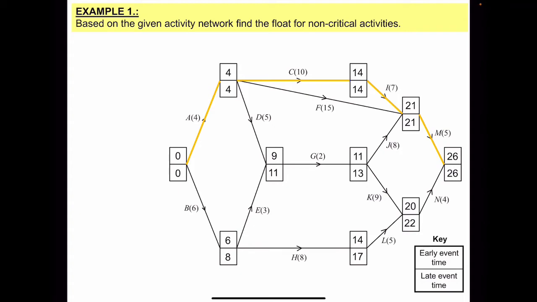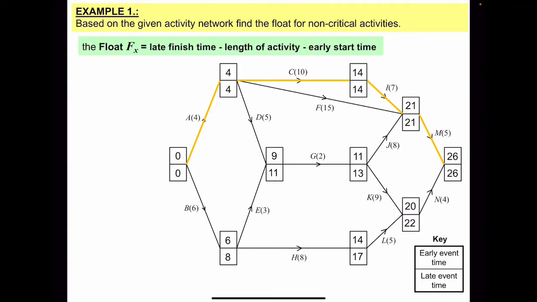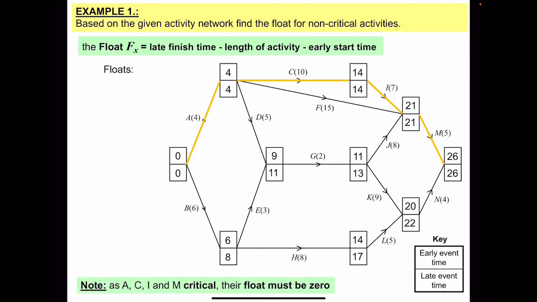And as you can see, the float for the critical activities must be equal to 0. 4 minus 4 minus 0 is equal to 0. Or, as in the case of C, 14 minus 10 minus 4 is equal to 0. And this is true for every single critical activity. But let's look at the non-critical ones.